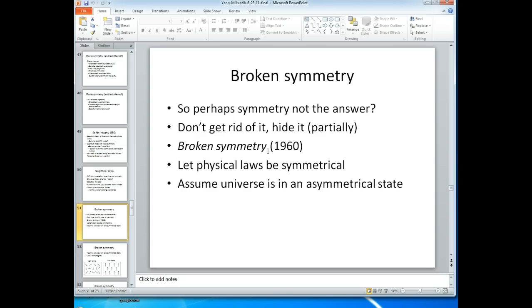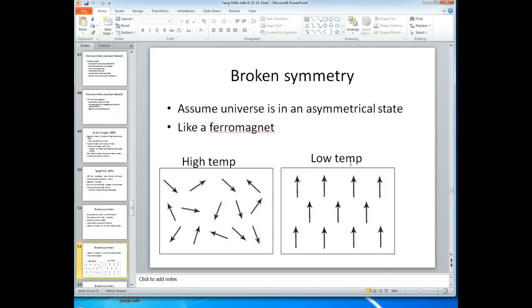It starts out in 1960. People had the first proposals of this. The idea is you let the physical laws be symmetrical, but you assume the universe is in an asymmetrical state. A common analogy people like to use here, because it has some real interesting similarities to the theory that really gets proposed, is a ferromagnet, like the kind of magnet you have for a refrigerator magnet. Turns out if you take one of those and you put it in a really high temperature oven or a kiln or something, then it will demagnetize.